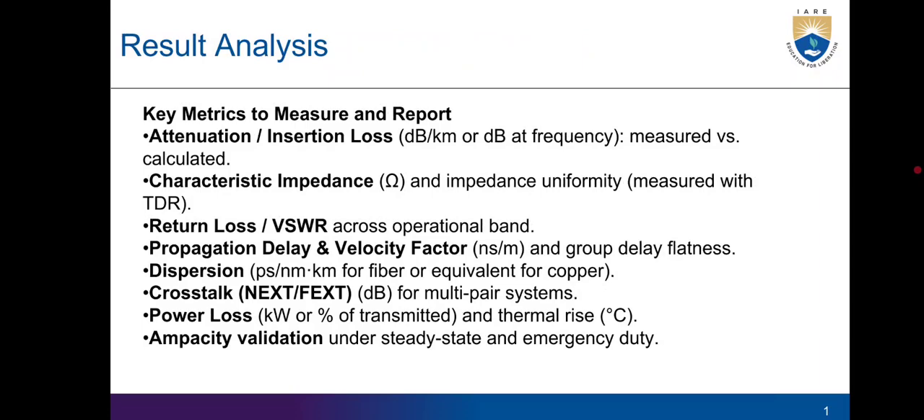Result analysis. Key metrics to measure and report: attenuation or insertion loss in dB per km or dB at frequency, measured versus calculated. Characteristic impedance and impedance uniformity measured with TDR. Return loss by VSWR across the operational band. Propagation delay and group delay flatness. Dispersion. Partial discharge and so on. Power losses and thermal rise. Ampacity validation under steady state and emergency duty.